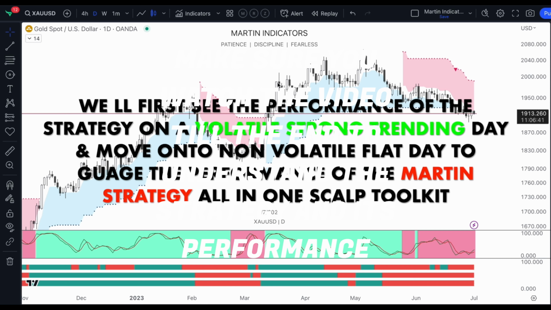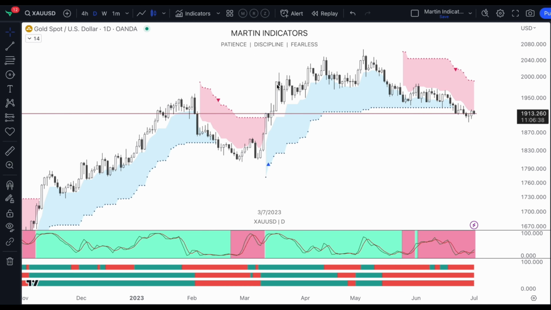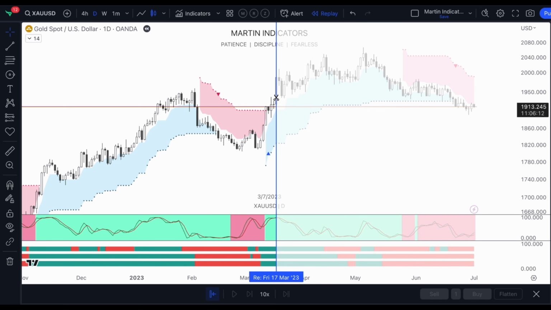First we will see trendy day backtest, bullish trend. After this clip, I will show you how the strategy performed on these non-volatile days, so that you'll get to know how the strategy performs in both market dynamics, where there's volatility and a strong trend, and where there's no volatility and no trend. So let me just move to that particular day.